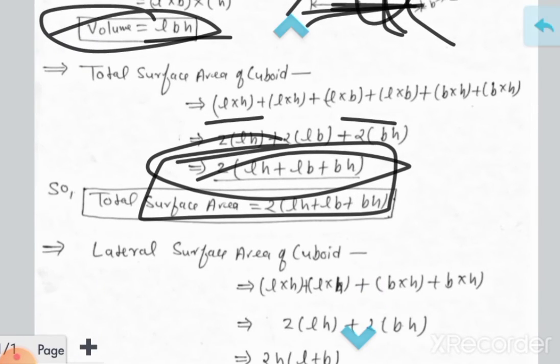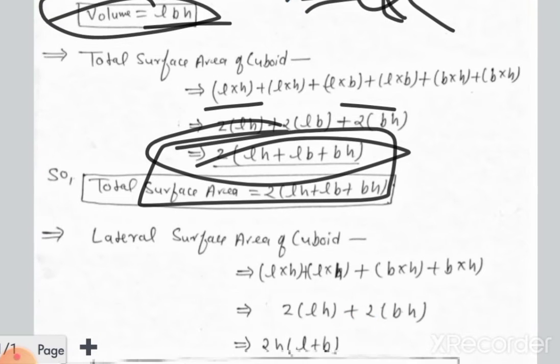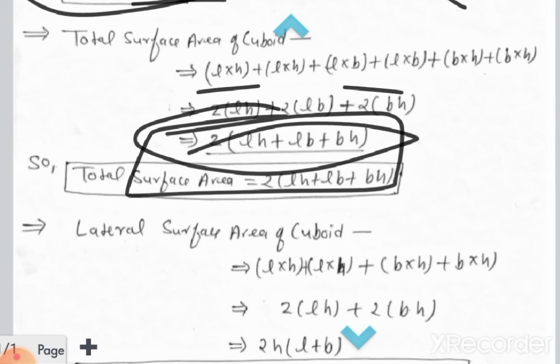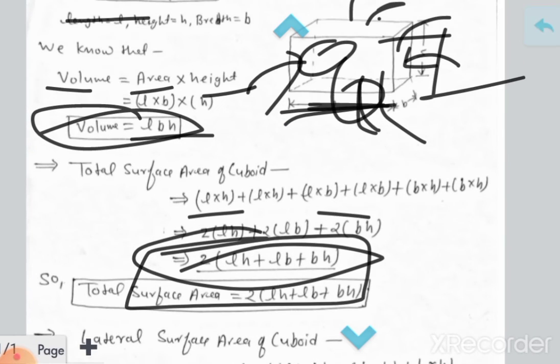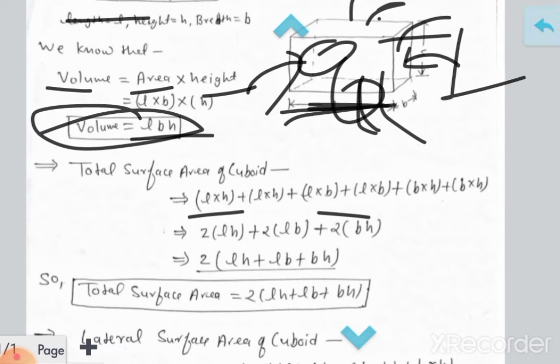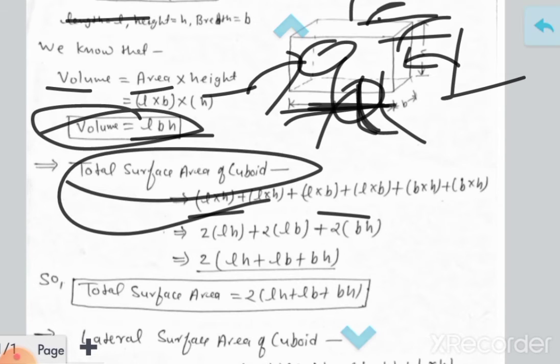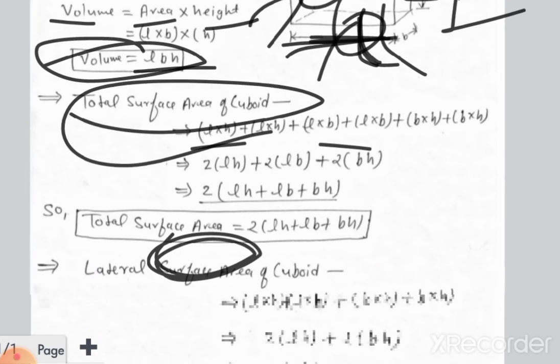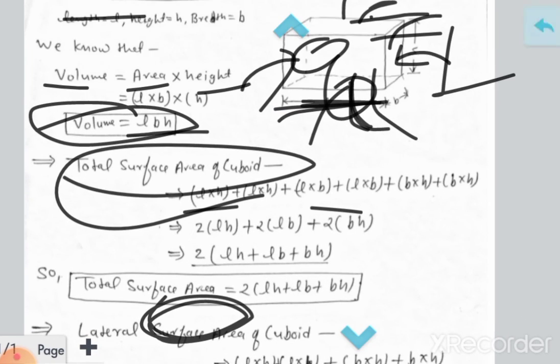After the total surface area of the cuboid, we discuss the lateral surface area of the cuboid. In the lateral surface area, we find the areas of all 4 walls of the cuboid. From the total surface area of the cuboid, we remove the area of the top face and bottom face. Then we find the lateral surface area of the cuboid.